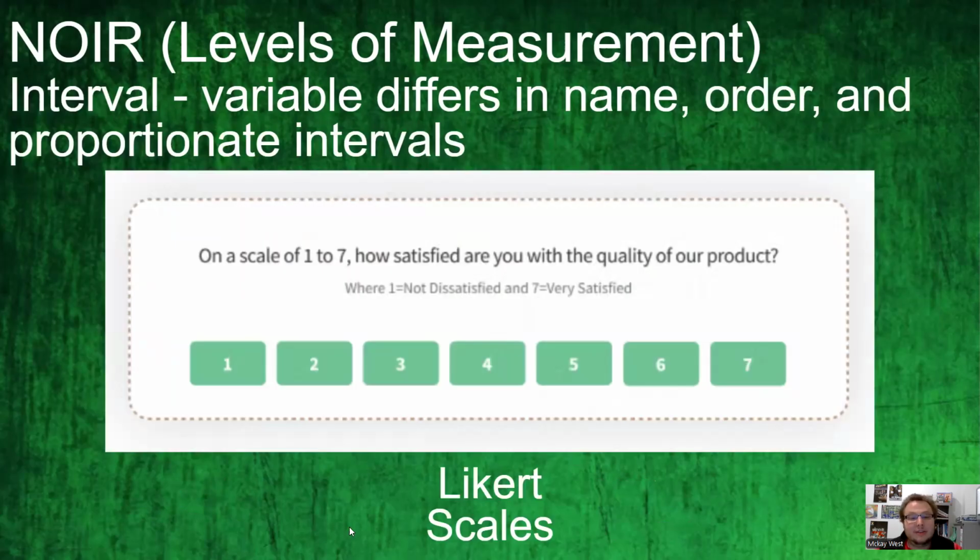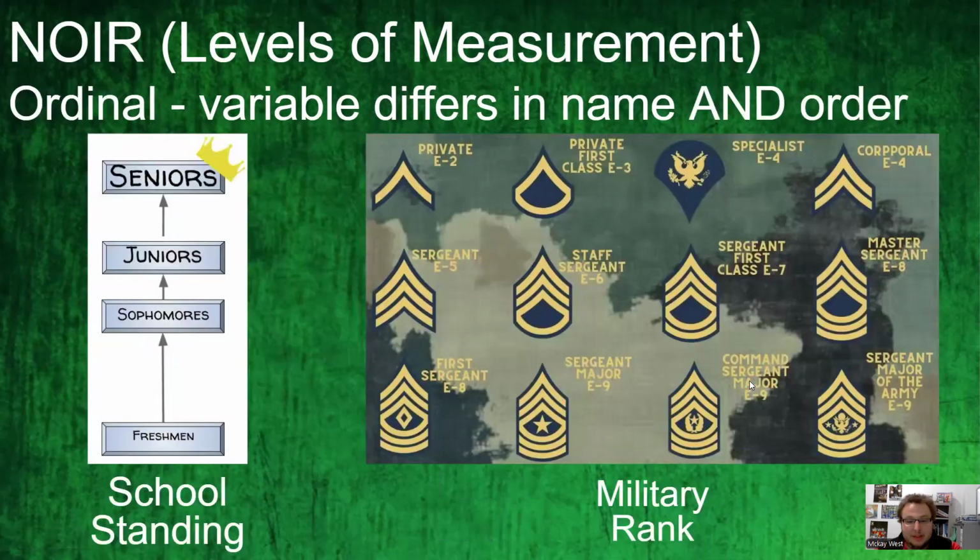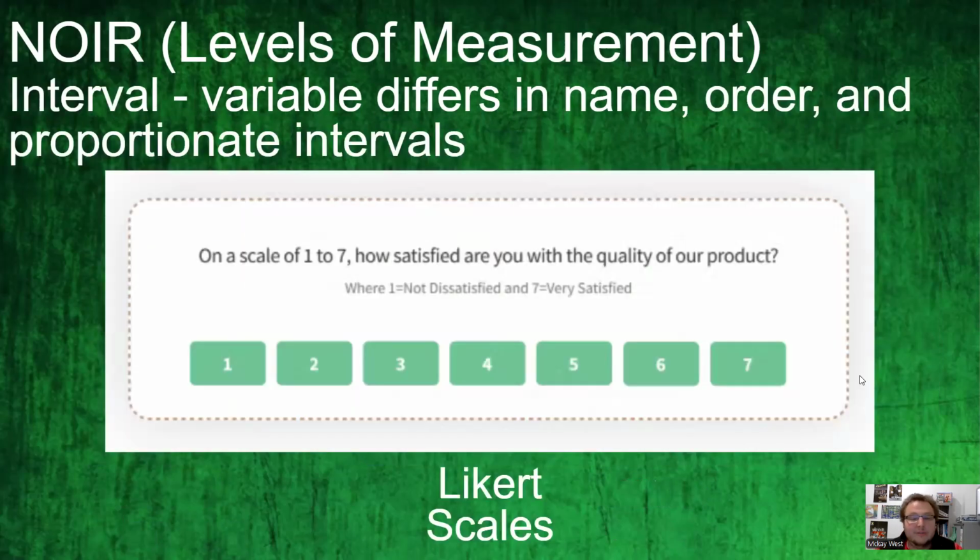Interval data, that basically we have the name difference, we have the order difference, but also each of the orders are proportionally different. A reminder being that it might take a year to go from private to private first class. It might take 20 years to go from command sergeant major to sergeant major. Don't quote me on that, just as an example. But in an interval, a 1 to a 2 difference should be equivalent to a 4 to a 5 difference or a 6 to a 7 difference. That each of the proportions of intervals are equal to one another.